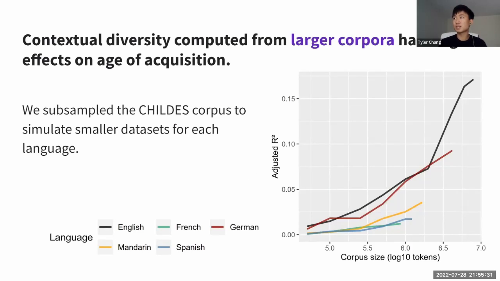Finally, because languages had different corpus sizes, we considered contextual diversity computed from different size corpora for different languages. We subsampled the child-directed corpus for each language to simulate a smaller corpus of child-directed speech. And again, we reran our analyses, and regardless of corpus size, all significant coefficients for contextual diversity were positive, diverse words being acquired later. And we found that larger data sets tended to produce cleaner contextual diversity metrics that seem to better capture the hindering effects of contextual diversity on word learning. So as we increase the corpus size, contextual diversity had a larger R squared, or a larger effect on words' ages of acquisition.